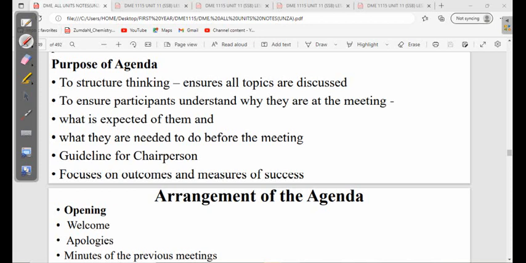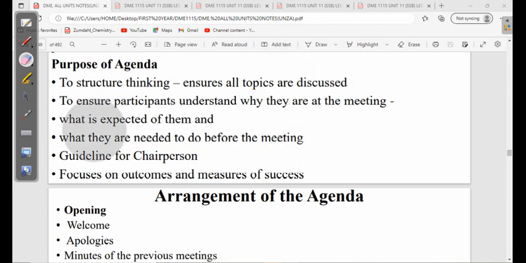The purpose of an agenda is to structure thinking, to ensure that all topics are discussed. That is why you write down the topics you want to discuss, so that you don't leave out anything. It also ensures that participants understand why they are at the meeting. Imagine you've come to a meeting and you don't even know what you are going to be discussing. It also tells participants what is expected of them and what they need to do before the meeting starts. It is also a guideline for the chairperson on how to lead the meeting, and it focuses on outcomes and measures of success.